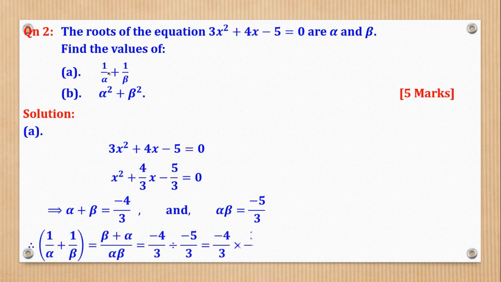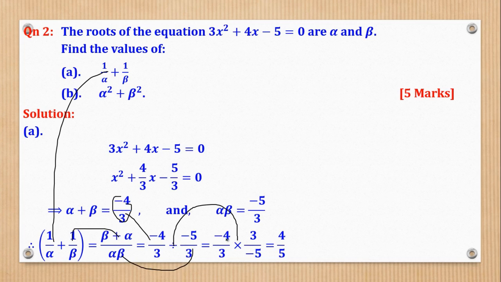But this is what was given in the question, so go and get the LCM, then substitute. Numerator is sum, which is this, and denominator is product, which is that. So when I change this division sign into multiplication sign, this becomes reciprocal, and in the end we come up with 4 over 5.